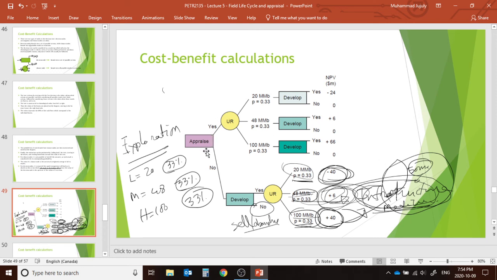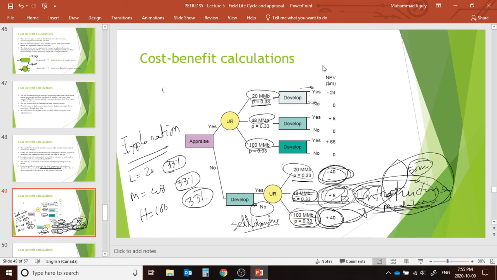Okay, now what about doing the appraisal? If you do the appraisal, then there are three different choices again. One, there is a 33% chance that you got $20 million. There is a 33% chance, 48. There is a 33% chance, 100. Now in this case, there is an interesting thing. That is, if you do the appraisal, then you have the freedom of deciding whether we should continue doing that or not.